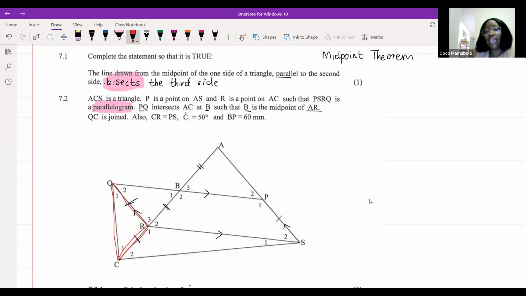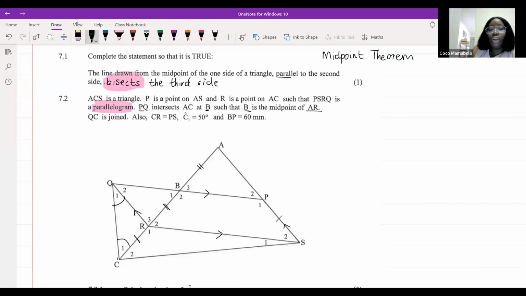It's not scalene. Yes, Mfundo. 100% Kamogelo. That's it. It's an isosceles triangle. Well done, guys. We know now that angle Q1 is equal to what other angle? Q1 is equal to C1. Beautiful. Q1 and C1 are therefore equal.